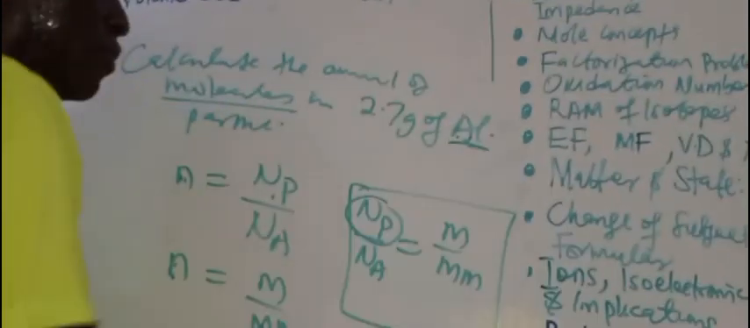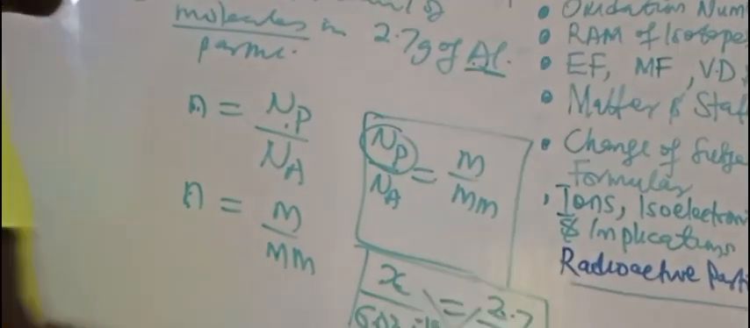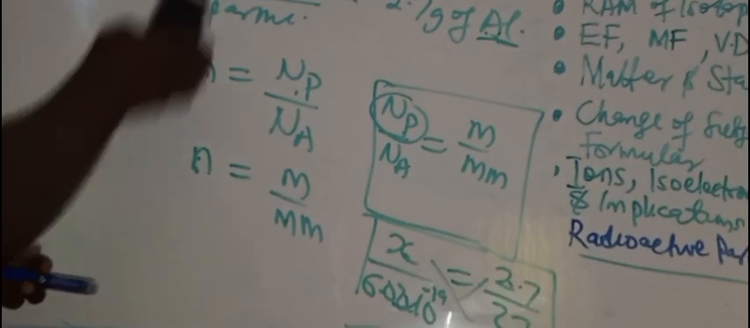Equals what? The mass. What is the mass given? I want to convert to molecules. 2.7. Now the question is, what is the molar mass of aluminium? If you check the periodic table, they will also give you this. The mass number for aluminium is 27. So divided by 27. You cross multiply to get your X. This times this equals this times this. Then you calculate it. We'll solve more problems on that over time.